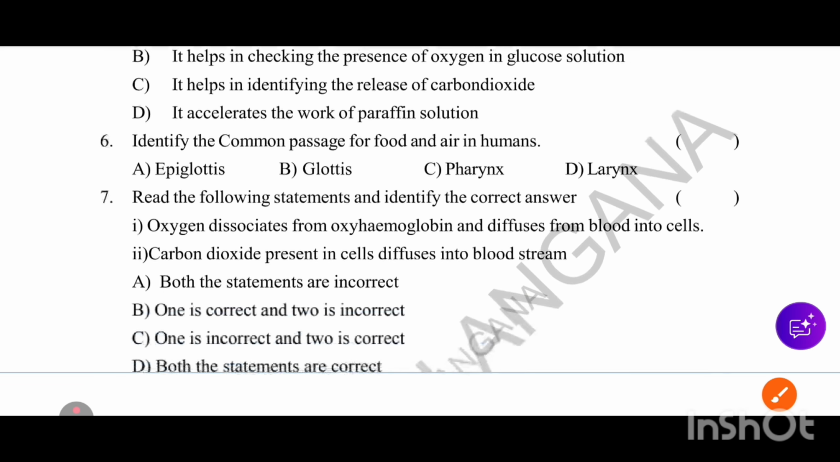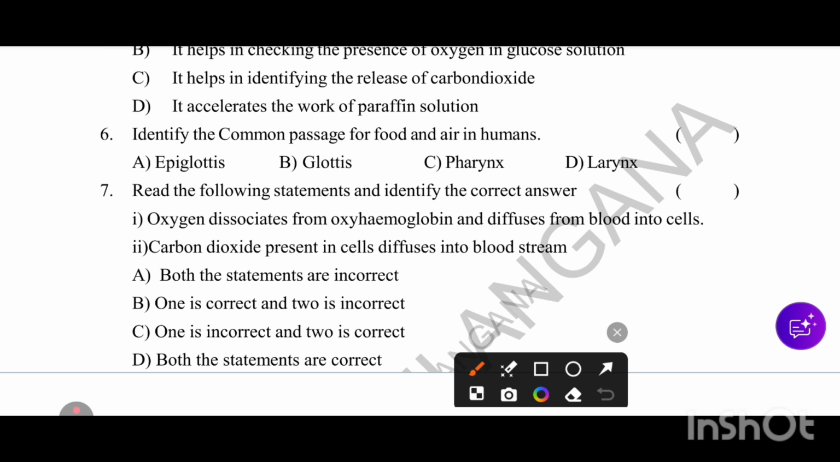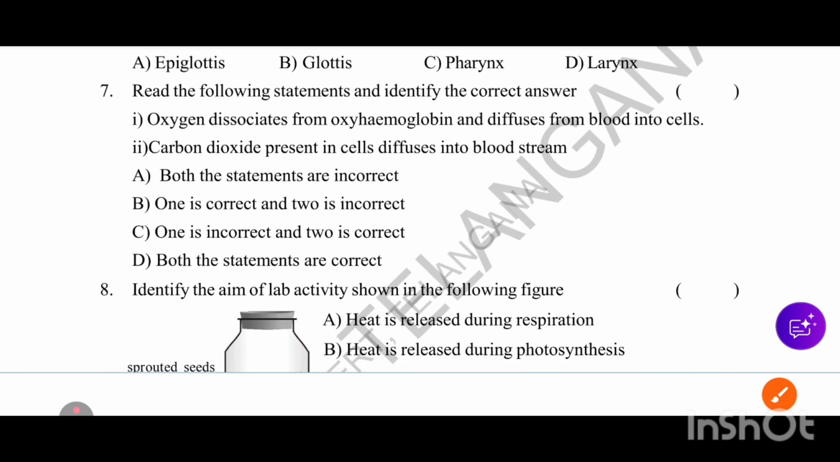Next question. Identify the common passage for food and air in human beings. Epiglottis is not the right option. Glottis is also not the right option. Larynx is also called the voice box. The right option is C, pharynx. Pharynx is a common passage for both air and food.